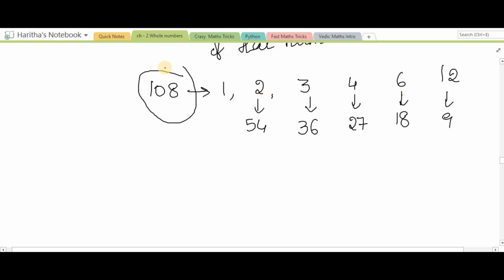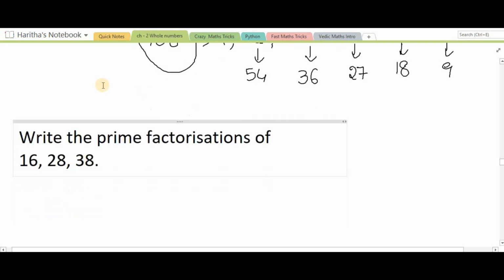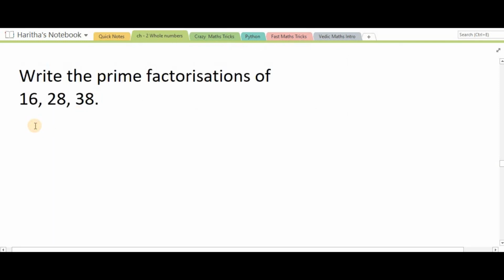Okay friends, I hope you all understand this. Now move on to the next topic, that is prime factors. So friends, here they are asking what are the prime factors of 16, 28 and 38. You all already know prime numbers, so we are going to do it with the help of prime numbers.